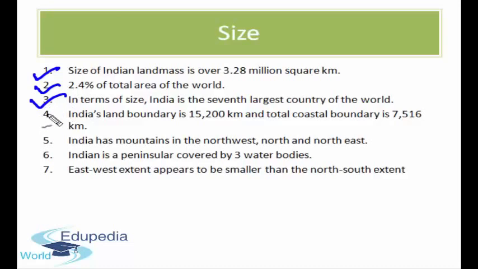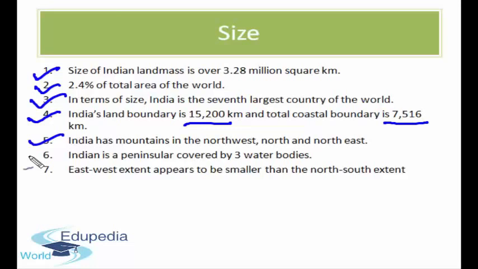Now in terms of size, India is the 7th largest country of the world. You must remember that this is purely in terms of size and not population, because in terms of population, India is the 2nd largest country right after China. India has a land boundary of about 15,200 kilometers, and the total coastal boundary is 7,516 kilometers. In the northwestern, the northern and the northeastern part, India is bounded by the young fold mountains, which are called the Himalayas. The reason Himalayas are called young mountains is because the Himalayas may be more than 450 million years old.